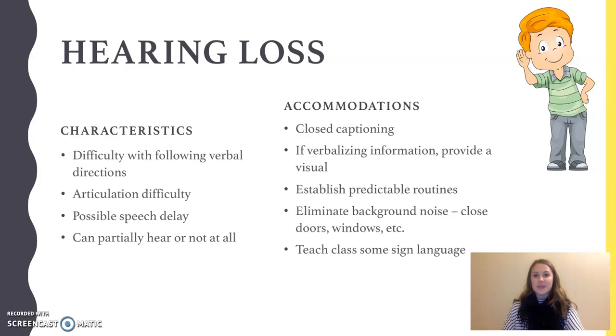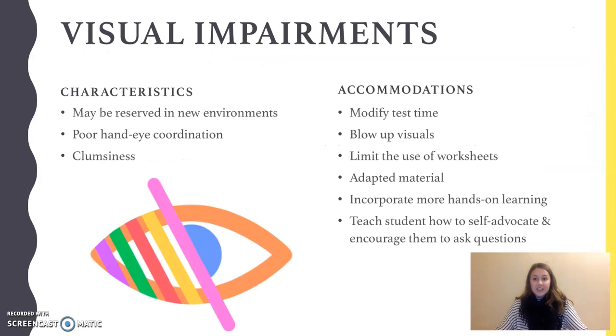Just simple social cues. Visual impairments, these are students who may be able to see a little bit or completely blind. These students might be more reserved in new environments, such as if we go on a field trip, they might be a little more hesitant in that new environment because they aren't sure where is a tripping hazard, where is the door. It's going to be difficult for them to get around. Poor hand-eye coordination because their vision is not completely there. They also might be a little bit clumsy because that visual impairment is present.